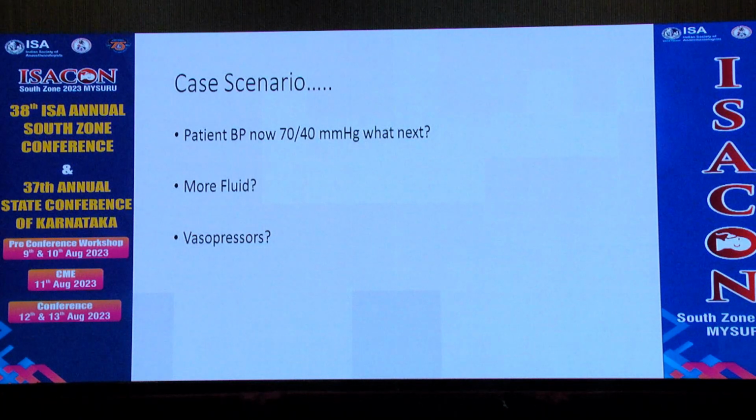If you remember the case I have given, the BP was around 80-50. The fluid was given, but even after half an hour, 45 minutes, 1 hour of waiting, the BP is still at 70-40 only. There is no improvement. What will you do? Do you want to give more fluid or something else? Do you want to consider a vasopressor?